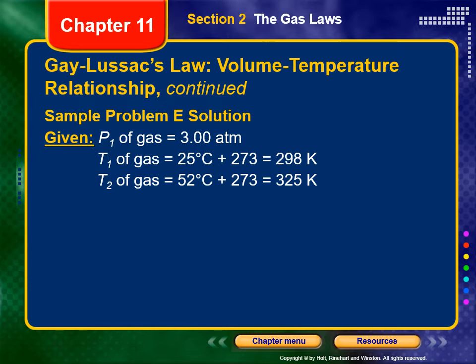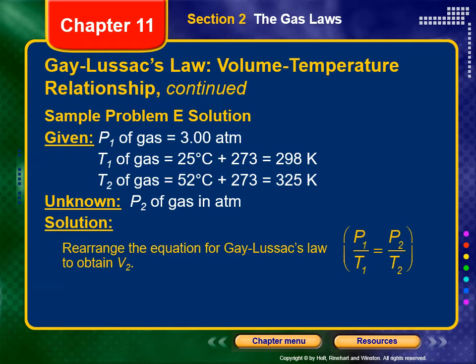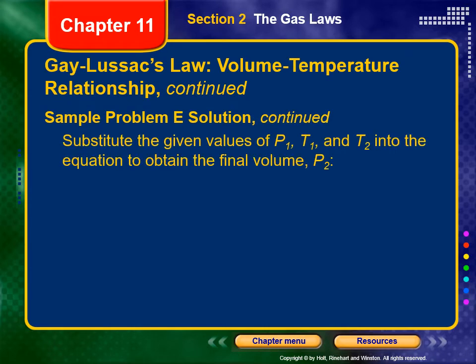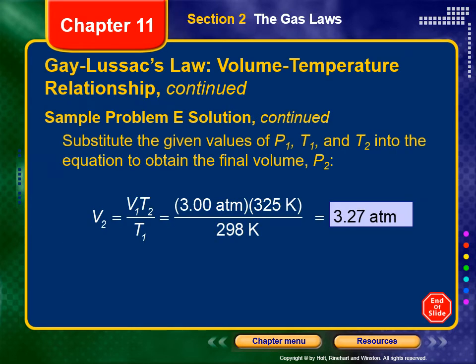And now we will do what we call plug and chug. We'll take the variables we've got, the P1, T1, T2, we'll put them where they belong, and we will solve for P2. So we'll cross multiply P1 times T2, and then P2 times T1, and then we'll divide both sides by T1, and we will get 3.27 atmospheres. Bada bing, we're done.